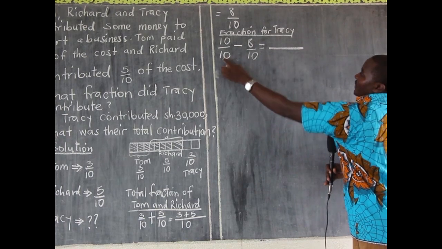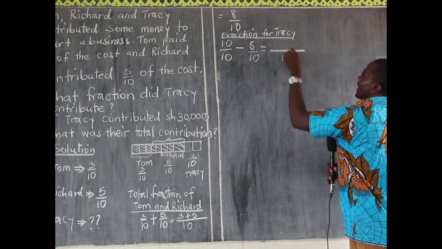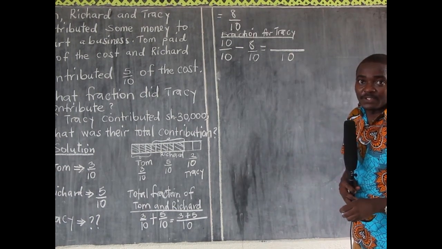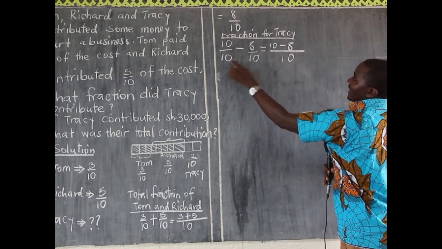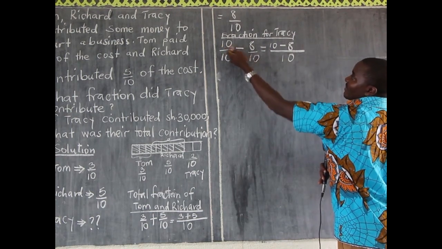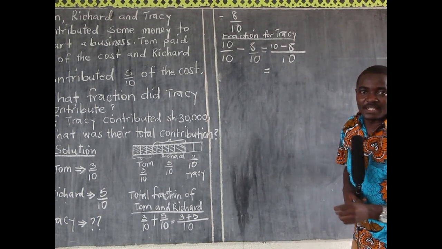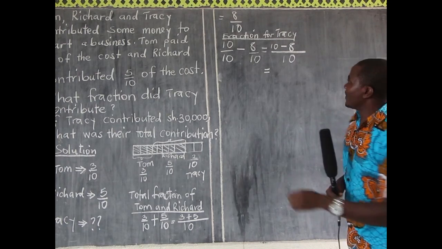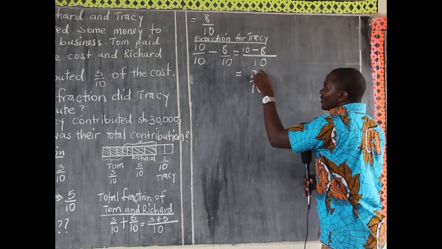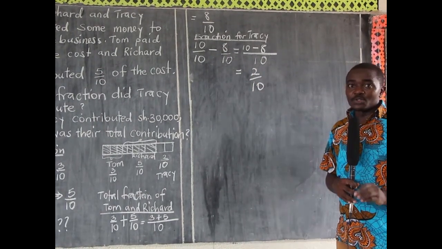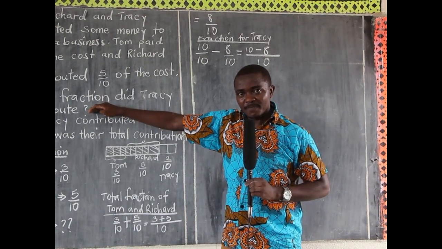So when we are working out fractions with the same denominators, children, this is 10. That is our LCM of the denominators. Then this is 10 minus 8, because if the denominators are the same, you simply subtract the numerators. And therefore, what is 10 minus 8? Oh, very good. 2 out of 10. So 2 out of 10 is the fraction for Tracy. And we have now finished our part 1.